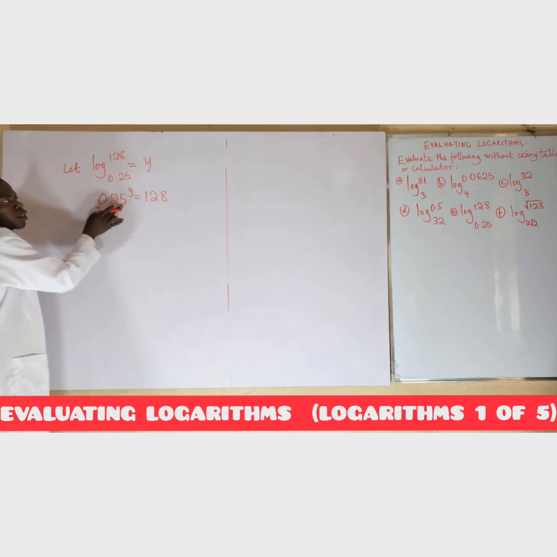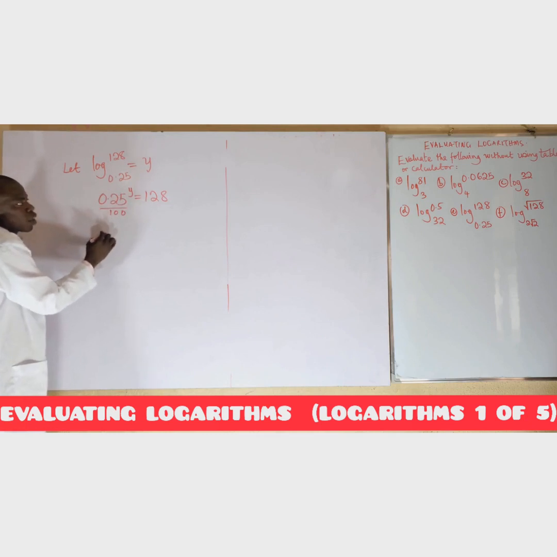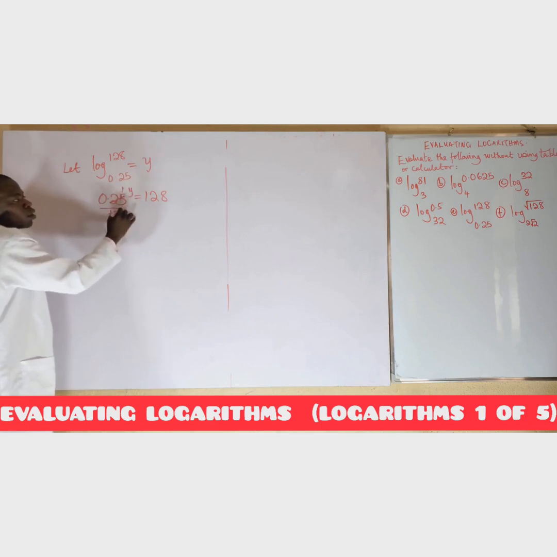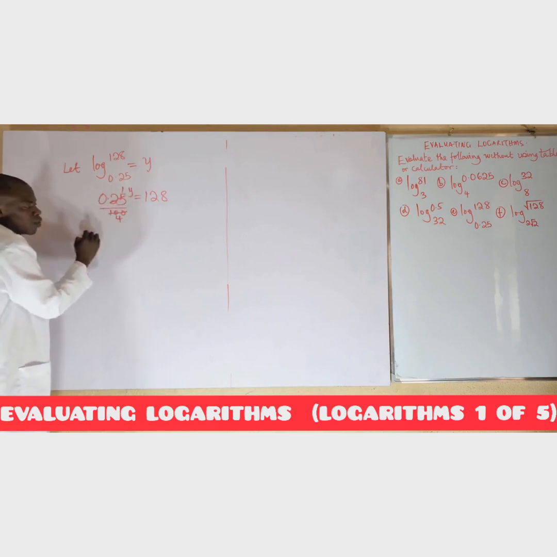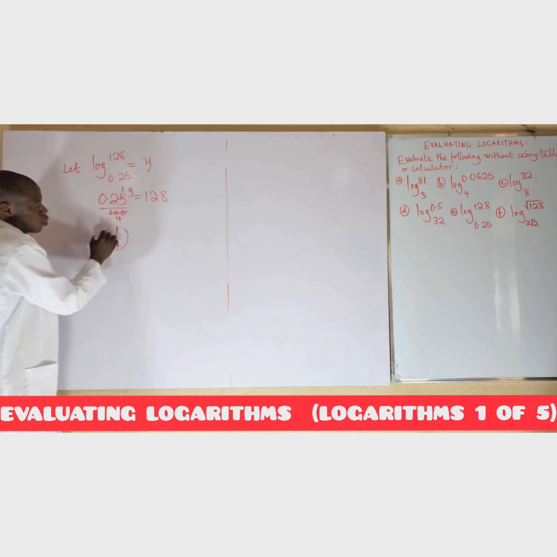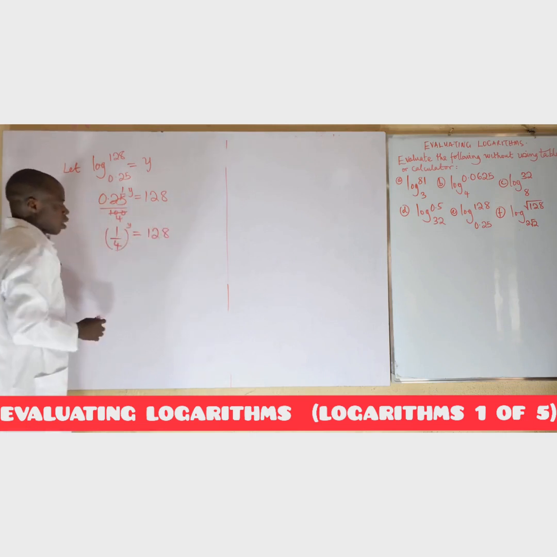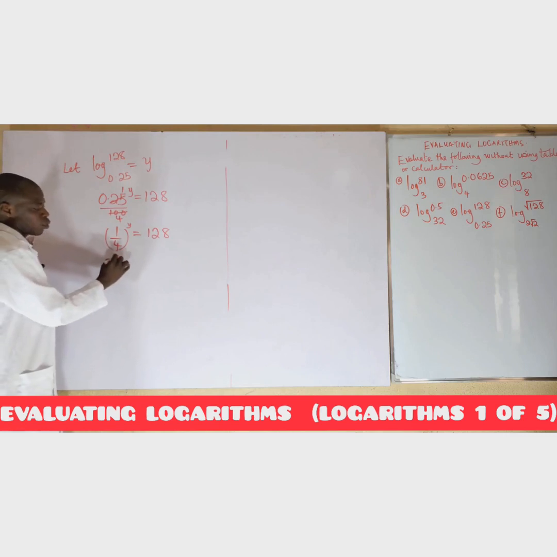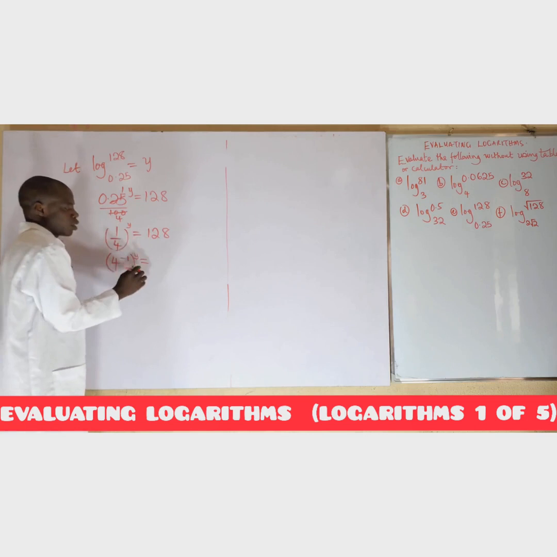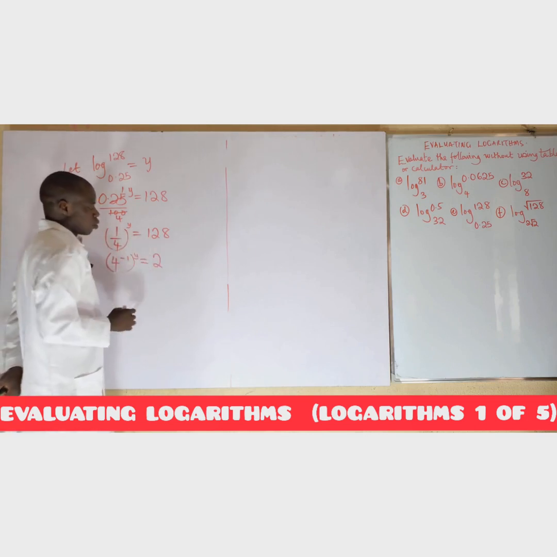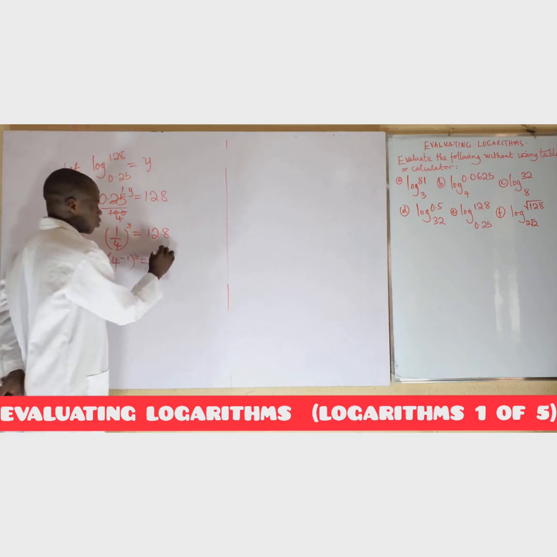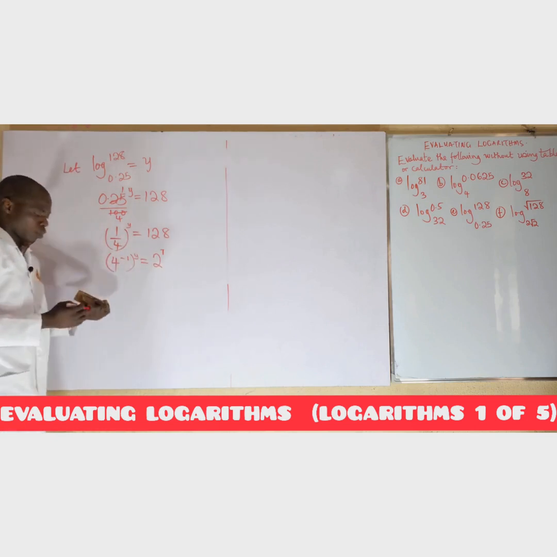Then I'm going to express my 0.25 as a fraction, and that is 25 over 100. So 25 goes in 25 once, 25 goes in 100 four times. That means I'll be having 1 over 4 raised to power y is equal to 128. I can simplify this as 4 raised to power minus 1, then raised to power y equals to 128. And 128 is 2 raised to power 7, that means 2 in 7 places.